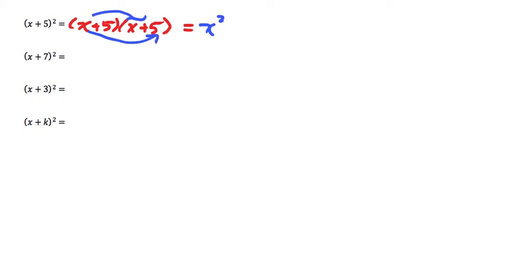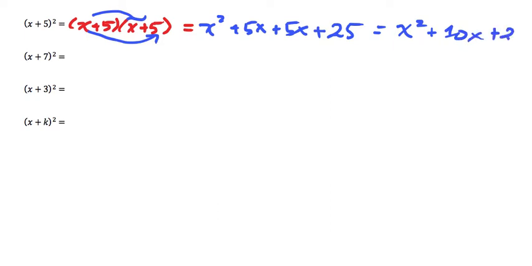X times 5 here is 5x, and then 5 times x is also 5x, and then 5 times 5 is 25, and then we can merge all this together. This will be x squared plus 10x plus 25 as our final answer.